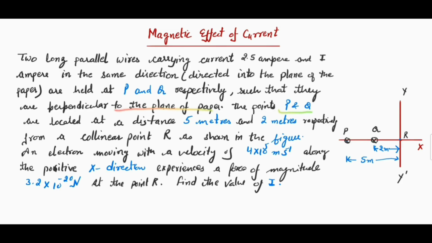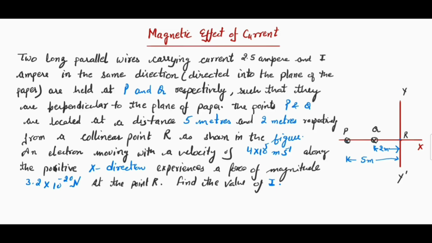The points P and Q are located at a distance. The distance of point P from this point R is 5 meter and the distance of Q from R is 2 meter respectively. An electron moving with a velocity of 4 × 10^5 meter per second along the positive x direction, means the electron is moving toward this direction, experiences a force of magnitude 3.2 × 10^-20 Newton at R.